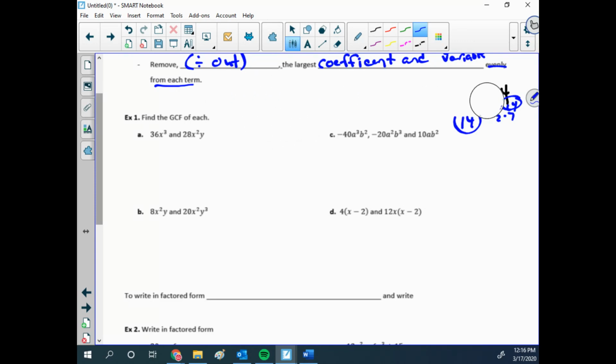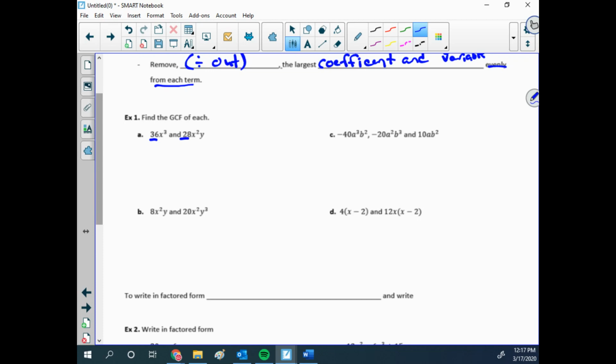So if I'm doing that, what I can do is look at this first question here. So 36x cubed and 28x squared y. Well, I could just look at the numbers individually. So first of all, just start with 36 and 28. What's the greatest common factor or the largest number that could be divided evenly out of both of those numbers? Well, I know 6 goes into 36. That doesn't go into 28.